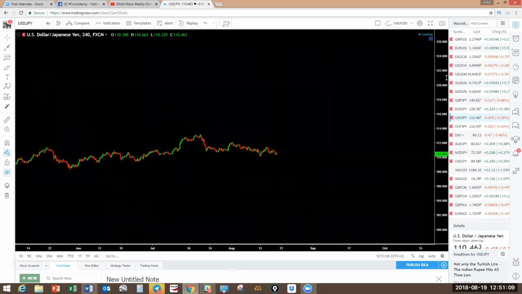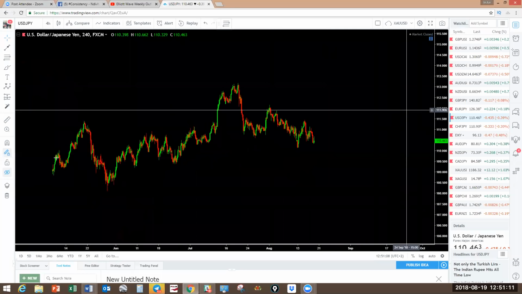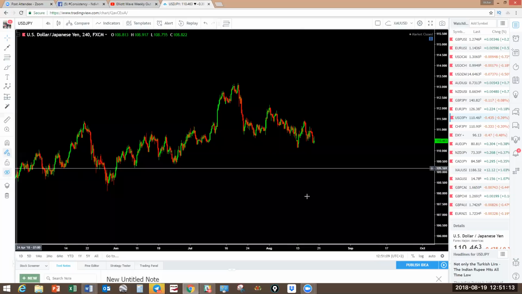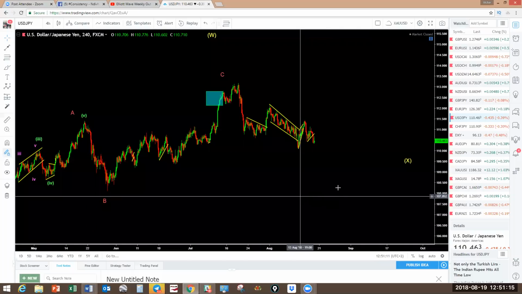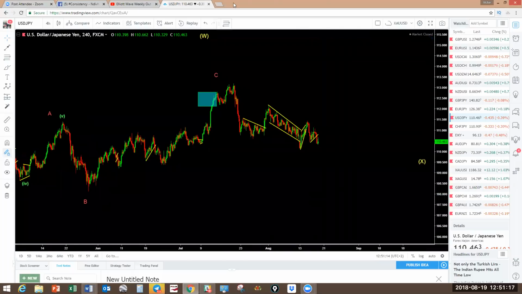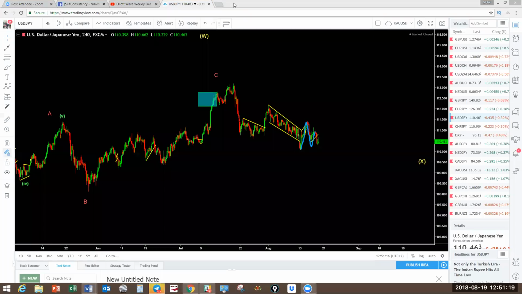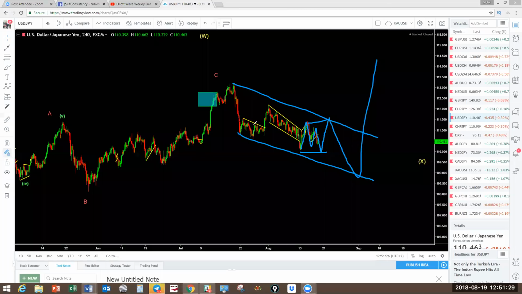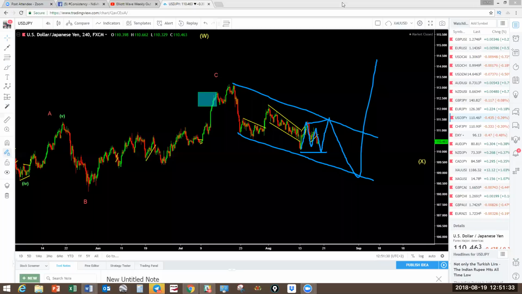Let's see here if my labeling did not disappear here as well. Okay, it has disappeared, unfortunately, but it doesn't matter because you can see the structure, 1, 2, 3 down here, one more up, possible one here before you go, and this becomes all this corrective structure to the upside. So whatever is happening here is a correction. All right, so that's US dollar JPY. Let's look at the rest.